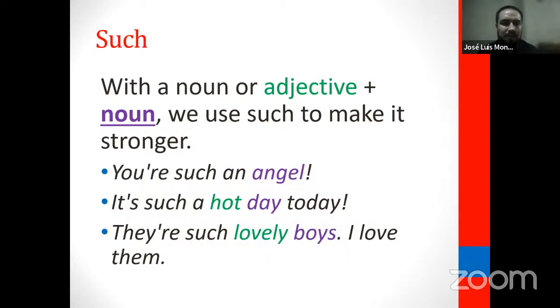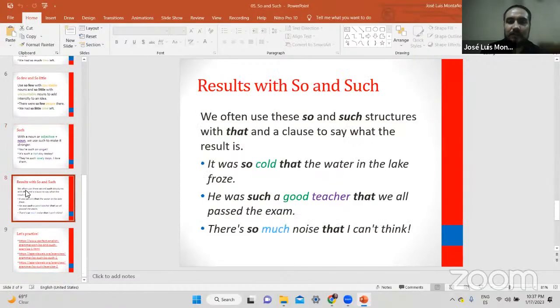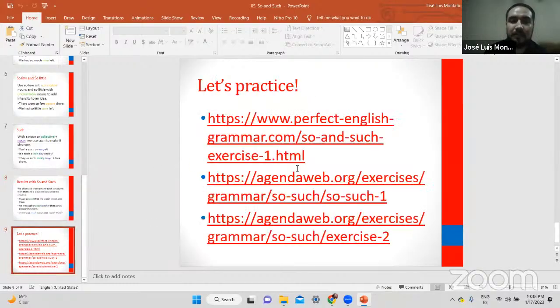And again, there are some extra things I would like you to see, all right, on your own. Here you have how you can use these with results. What is that? It was so cold that there's a consequence. He was such a good teacher that there's a consequence. Okay, so it means that anytime you use so and such as intensifiers, you can talk about a consequence after that to give a more complete idea. All right, so that we see what is the result of that thing or of that person being like that. All right, and that's again something extra. Take a look at that if you got the time. And once again, you have extra links here to practice.